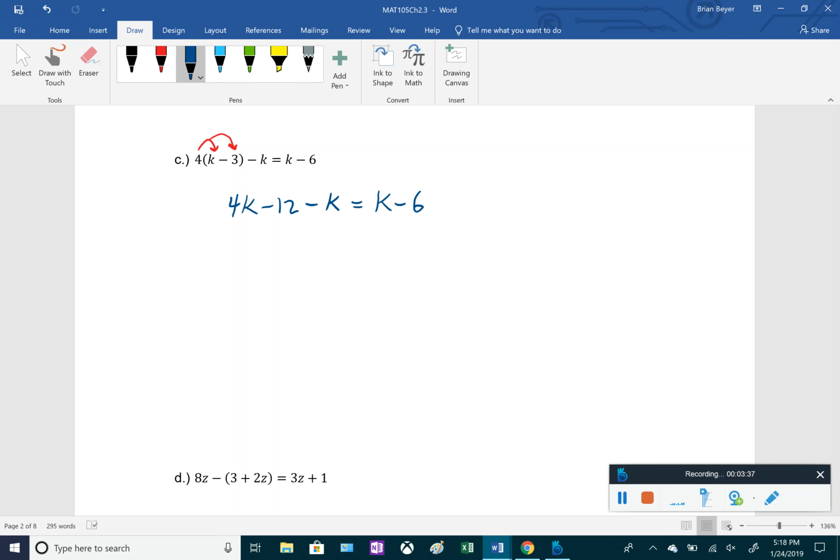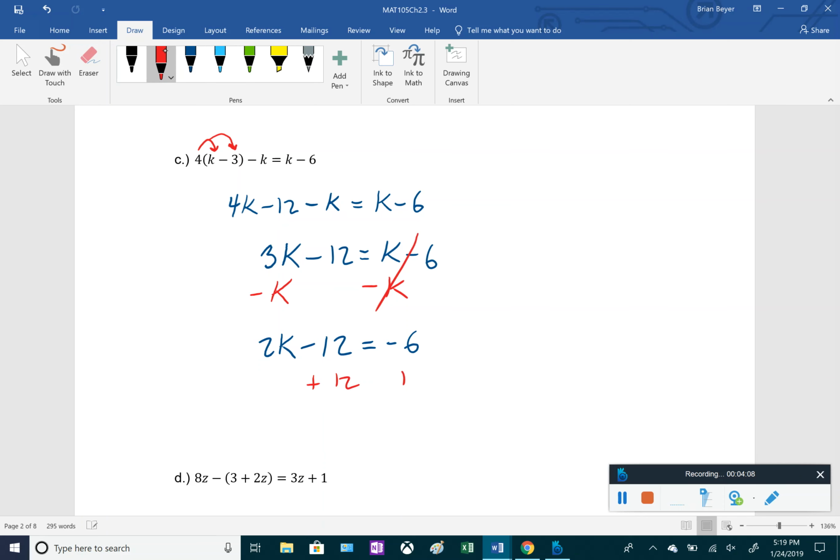So we have to combine like terms on the left. We have 4k minus k, which is 3k. So 3k minus 12 equals k minus 6. So let's get all of the variables on the left. So let's subtract k. So 3k minus k is 2k. 2k minus 12 equals negative 6. And let's add 12 to both sides.